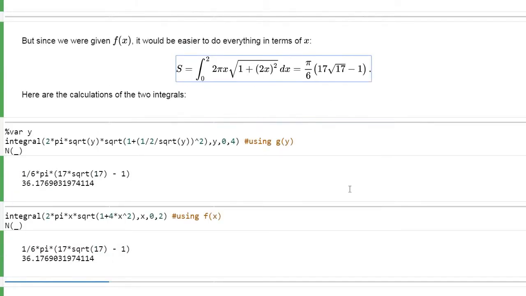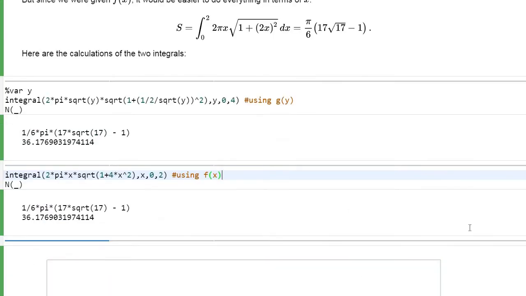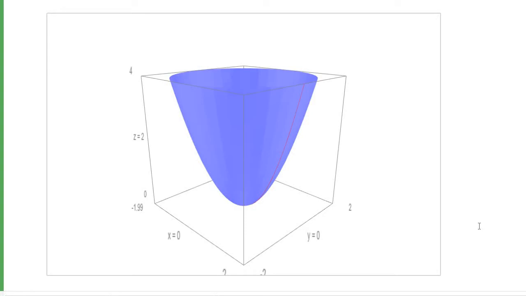Here you can see in Sage, they do turn out to be the same thing whether you use g of y or f of x. They're both roughly 36. And here's the picture of that surface.